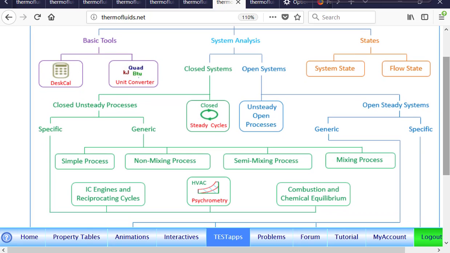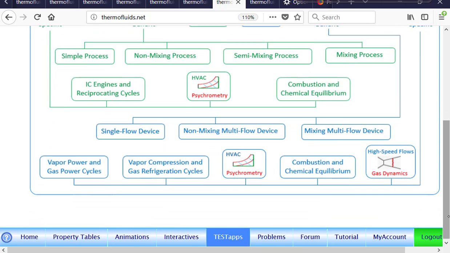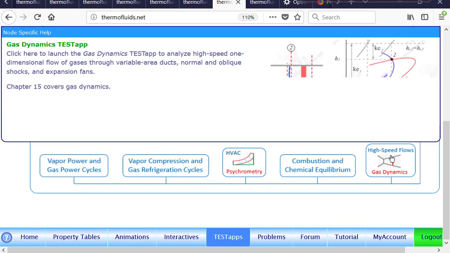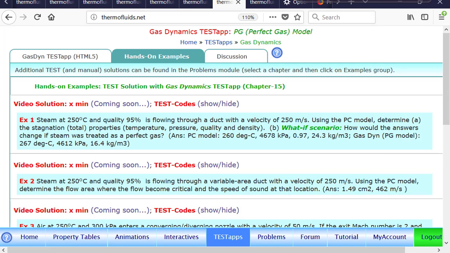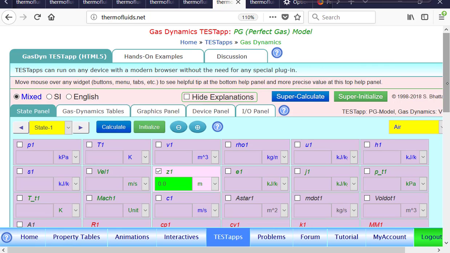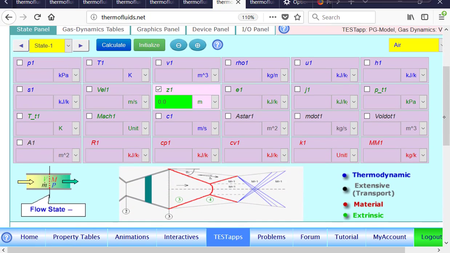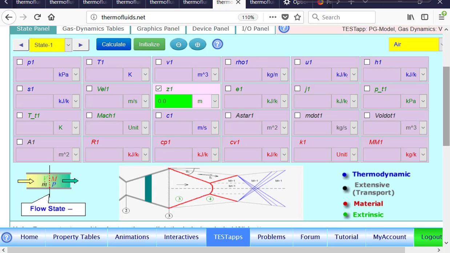Again, you follow the system, open system, and the specific branch, and you will see the gas dynamics app right here. There are some examples here, but the state panel is going to look very similar to the perfect gas model state panel, except it has new properties such as the total temperature here, total pressure here, critical area, which is S star, and the Mach number.